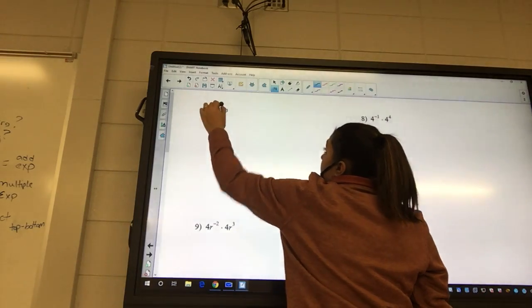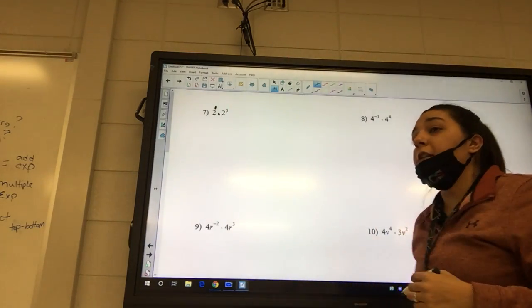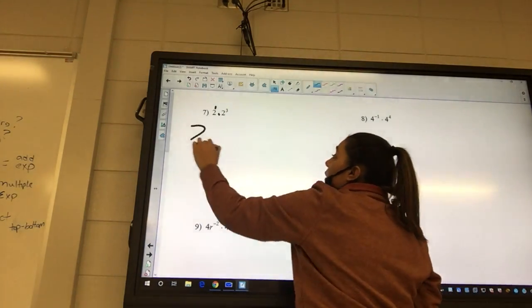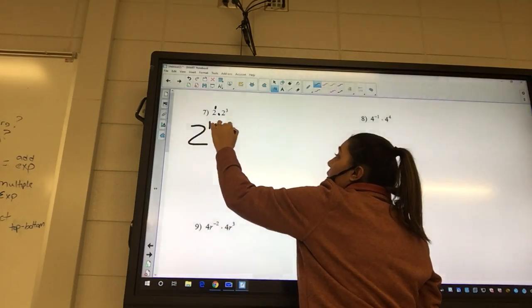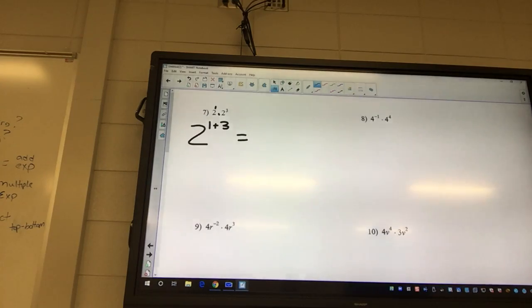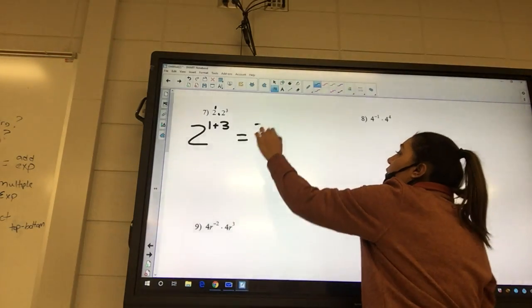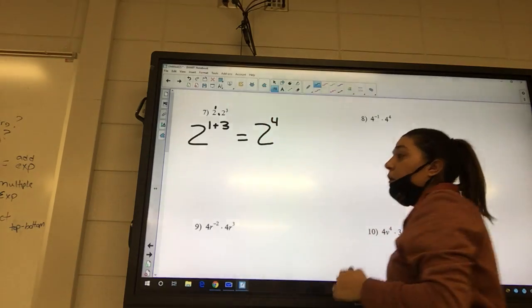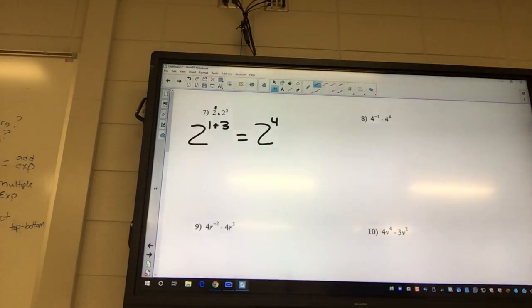Okay, and so you can put a 1 right here. And so we just add the exponents together. So you get 2 to the 1 plus 3. Okay, what is 1 plus 3? 4. So you're going to have 2 to the 4th. Do we have any negatives? No. Do we have any zeros? No. So we're done.